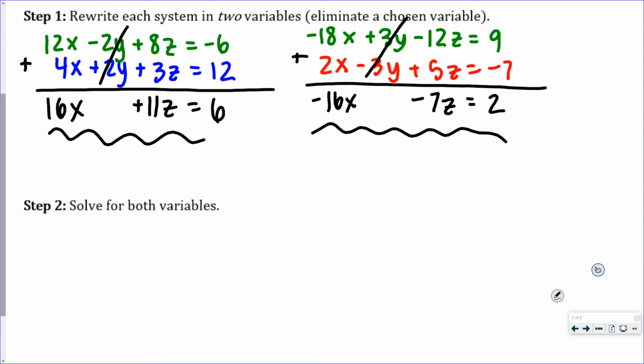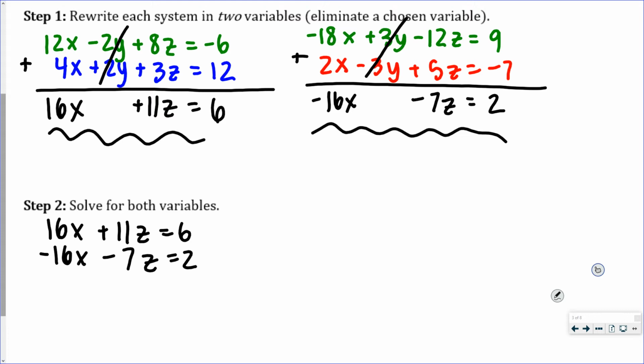So picture this as almost like you have a new problem. I have 16x plus 11z equals 6. And I have negative 16x minus 7z equals 2. Now I picked a nice problem for us to do together as our first one. What happens to be really nice about this setup here, Cindy? X crosses out. This is already set up for elimination.